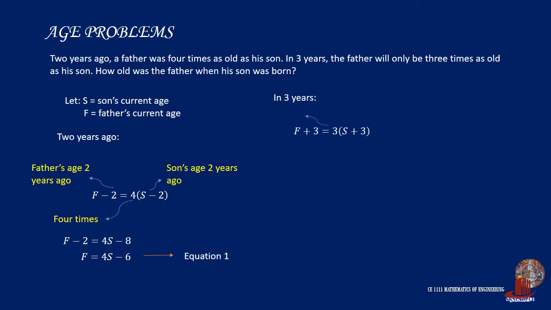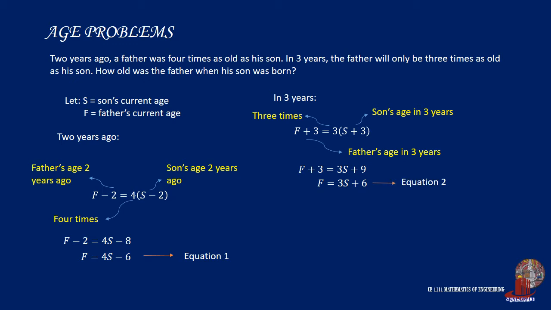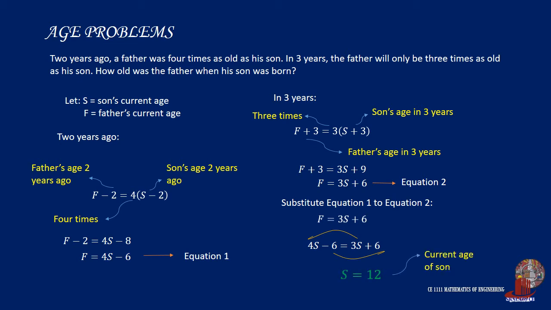The other statement discusses 3 years from present, and the father will be 3 times as old as his son. And again, simplifying the equation, we arrive at F plus 3 is equal to 3S plus 9, which would be F is equal to 3S plus 6, and this would be our equation 2. We now substitute equation 1 into equation 2, so we arrive at 4S less 6 is equal to 3S plus 6, and by arranging the terms, we have S is equal to 12. Take note that this is the son's current age.